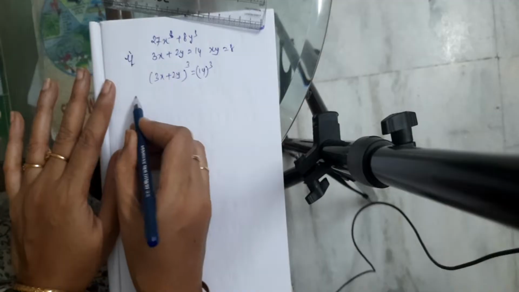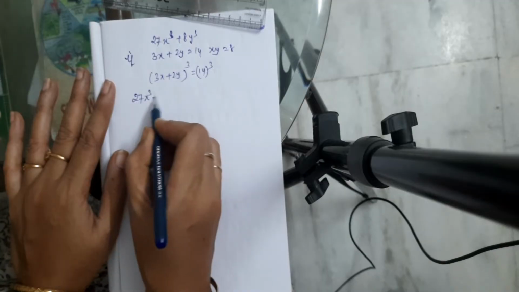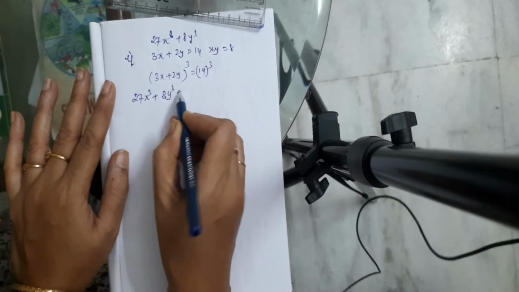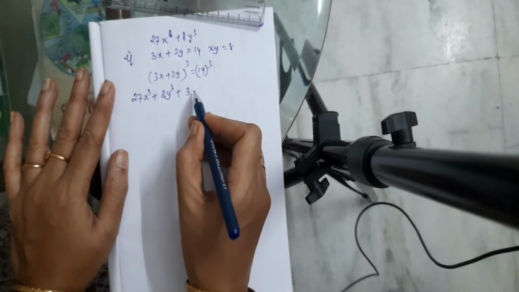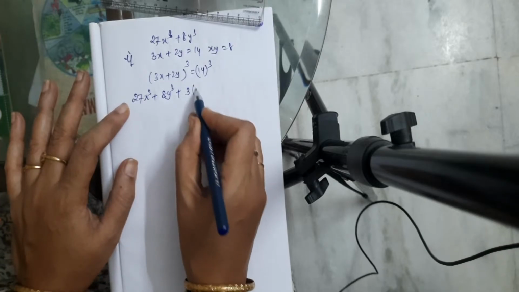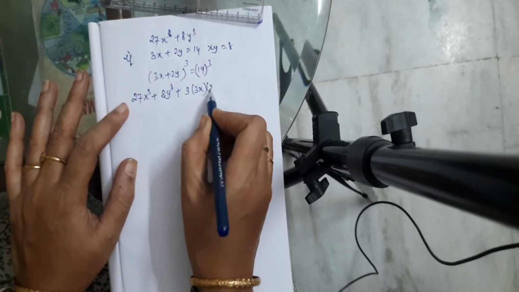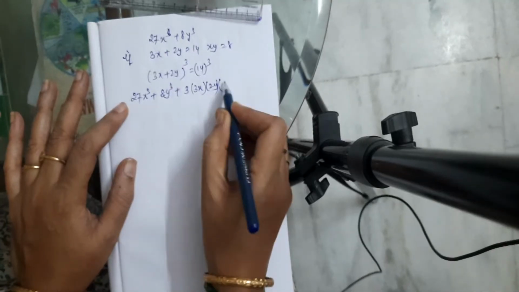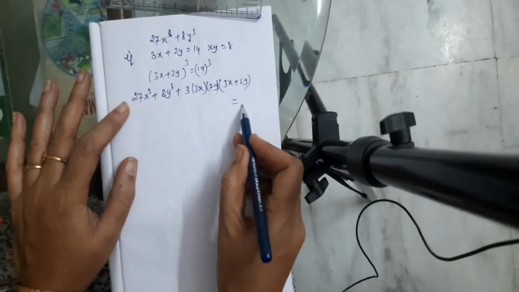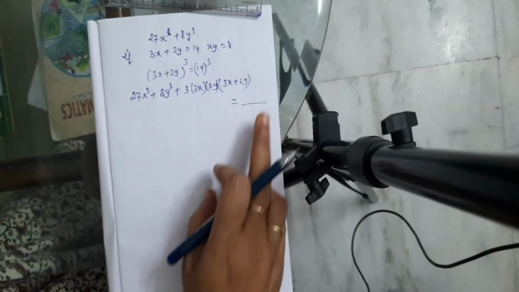So here it will be 27x cube, then 2y cube is 8y cube. As I told you, for this kind of questions, we are going to use the 3ab(a plus b) identity. So here a is 3x, b is 2y. Then a plus b is equal to 14 cube. Get the value of 14 cube here.